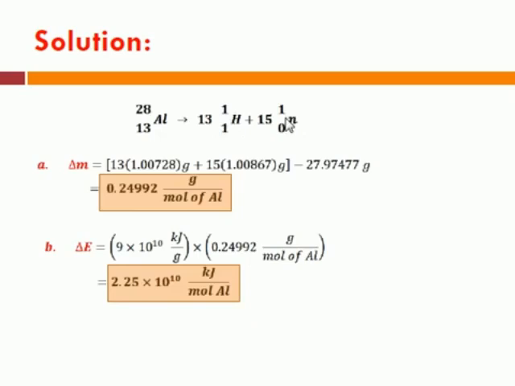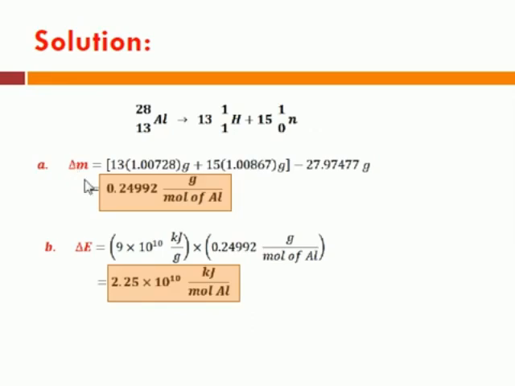So make sure that the equation is balanced. We have 28 here; 13 times 1 is 13, 15 times 1 is 15, 15 plus 13 is 28. For the 13 here, 13 times 1 is 13, 15 times 0 is 0, so 13 plus 0 is still 13. So therefore the equation is balanced. Double check whether your equation is balanced.